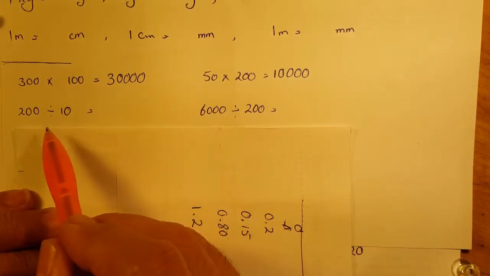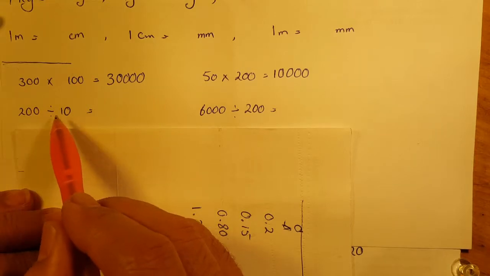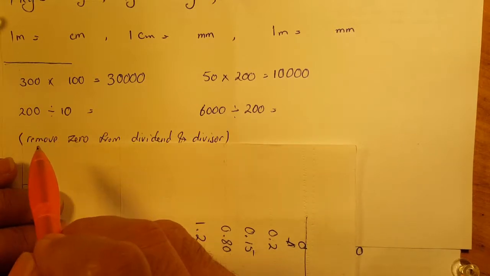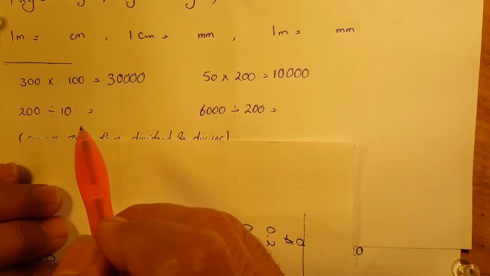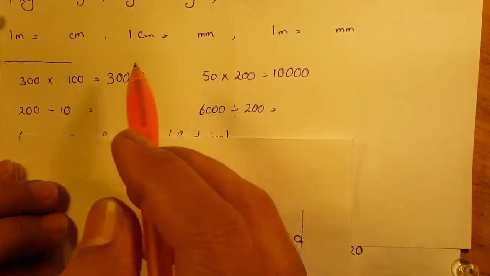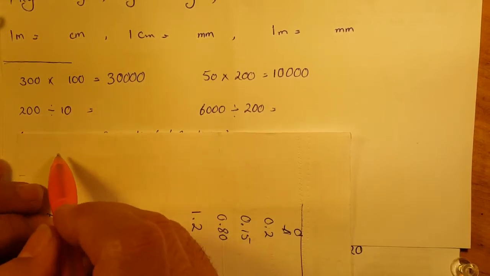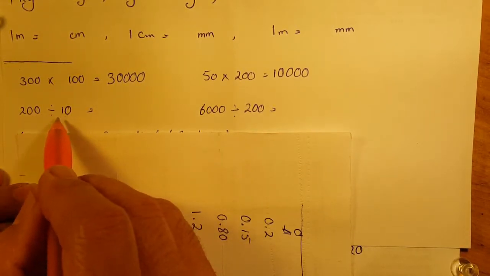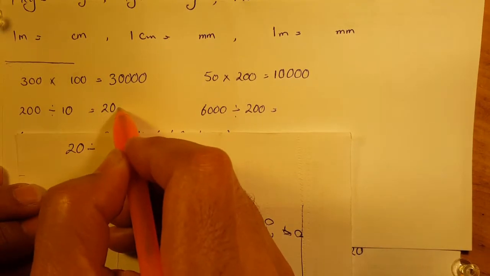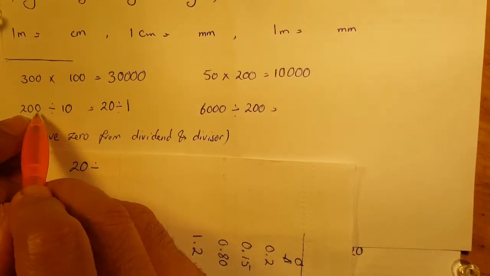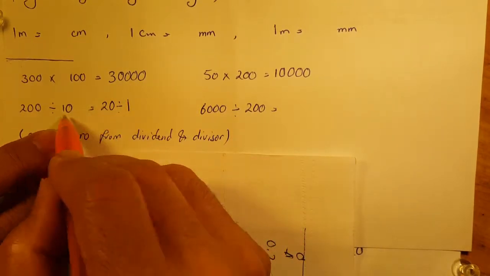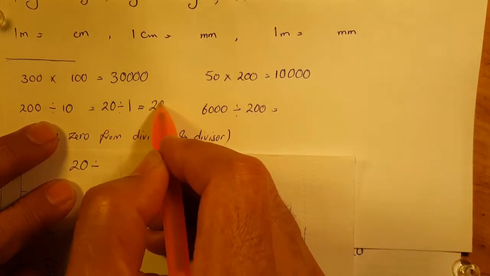We can use this in division as well. 200 divided by 10. I can simplify the division first. It means removing zeros from the dividend and divisor. 200 divided by 10, I can remove 1 zero from both of them, so it's going to be 20 divided by 1, which is 20.